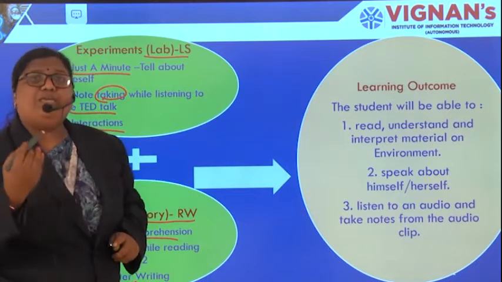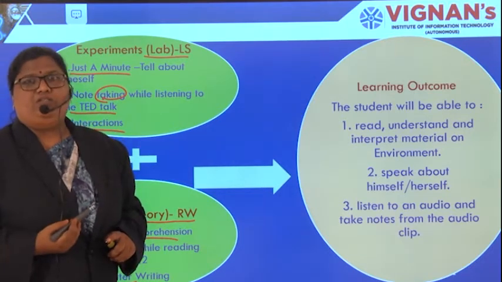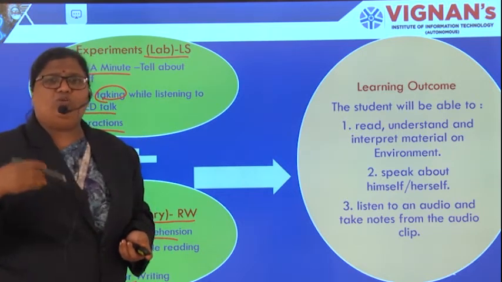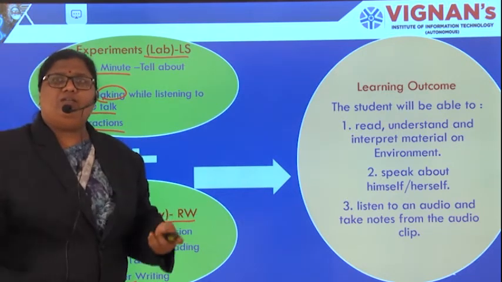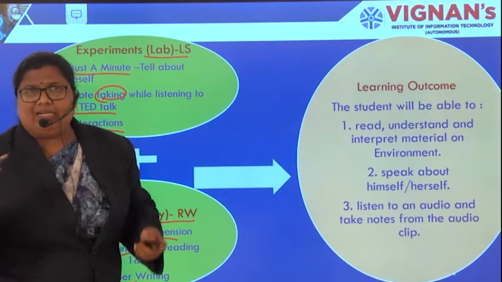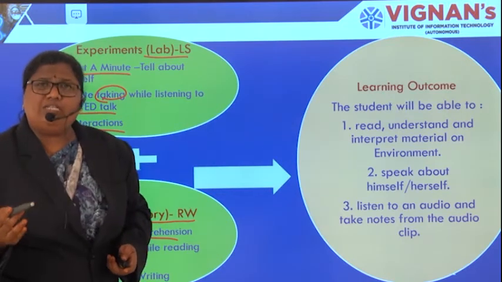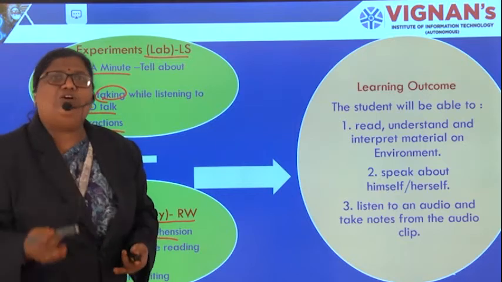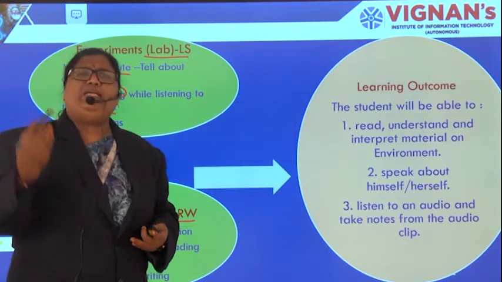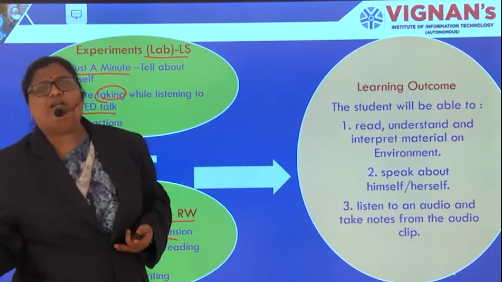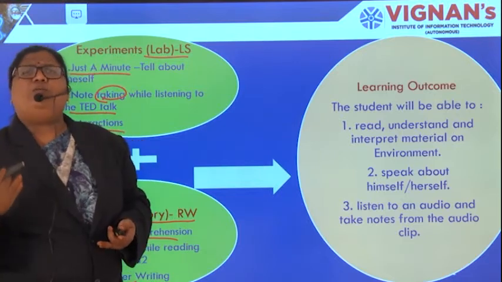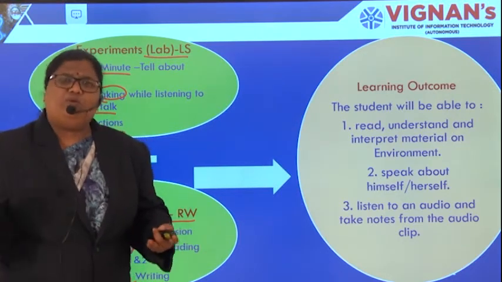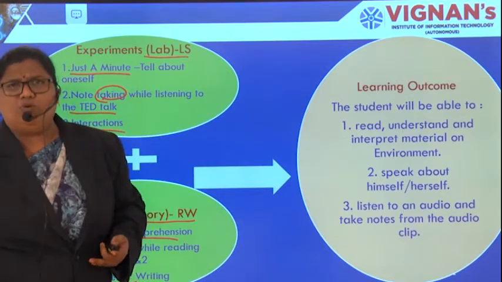And the second one, speak about yourself. When I ask you to speak about yourself, don't start with your parentage, or with what happened previously, nothing like that. When I ask you to talk about yourself, you need to mention what you are, what exactly your skills are, what your hobbies are, what your extracurricular and co-curricular activities are, and what about your academics, or what you want to become in future, what your short-term goals are, what your long-term goals are.